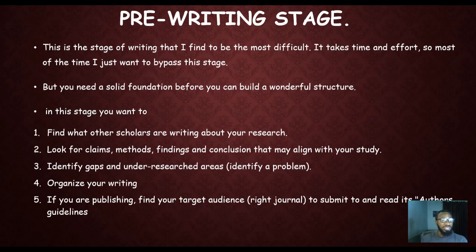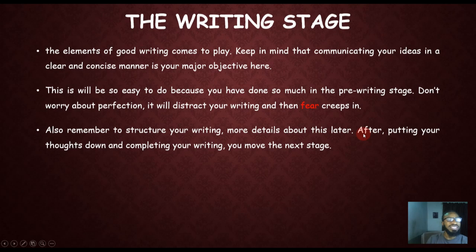And if you are publishing, the next thing for you to do is to look for the right journal to use. Doing this will save you a lot of time and take you into the next phase. The next phase is the writing stage. At the writing stage, the elements of good writing come into play. And remember, in the last class I mentioned that the element of good writing is to make sure that you are communicating your ideas clearly and effectively in the most concise, simplest way possible.